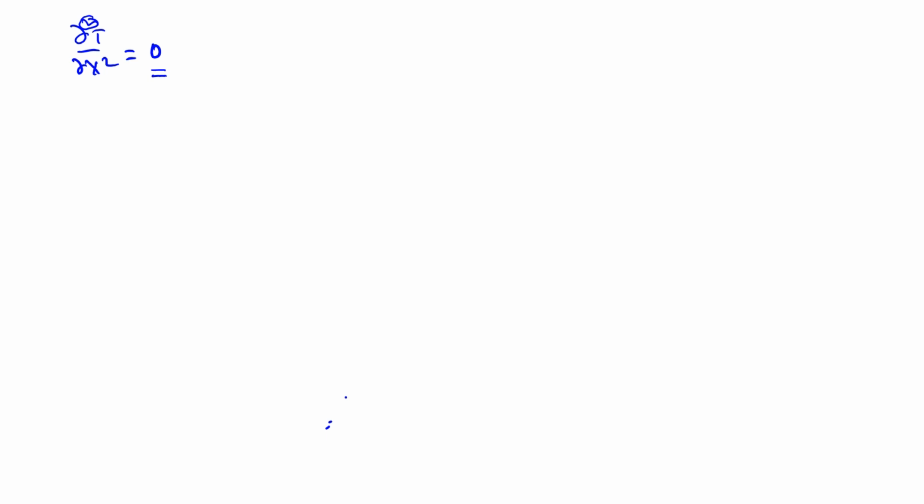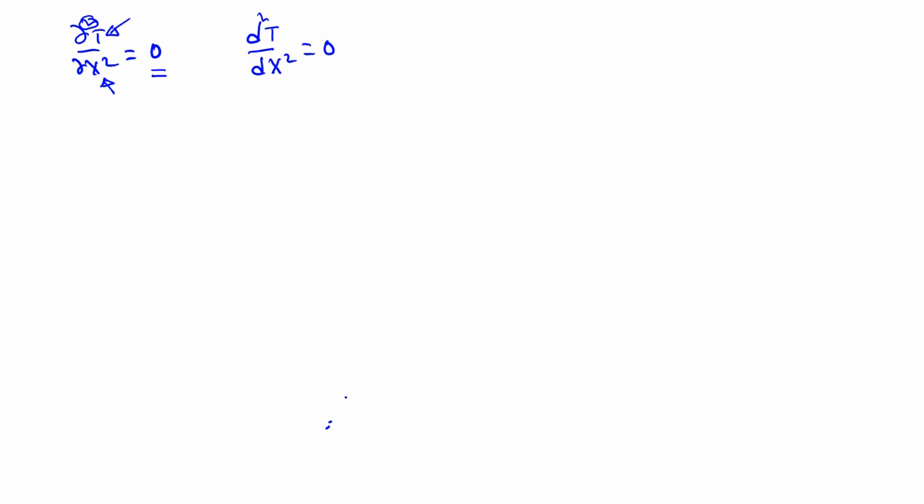Here T is a function of one variable. So if T is a function of one variable, I can write this simply as d squared T dx squared equal to 0. Now we can solve this easily. This is the simplest case that we will ever do in our heat transfer class. So let's solve this one.